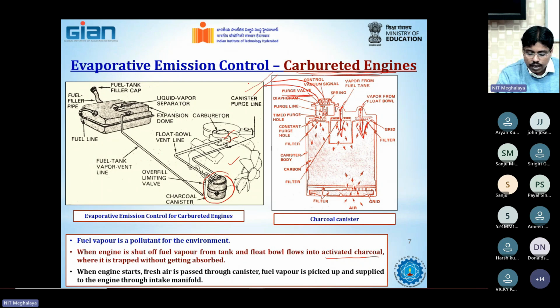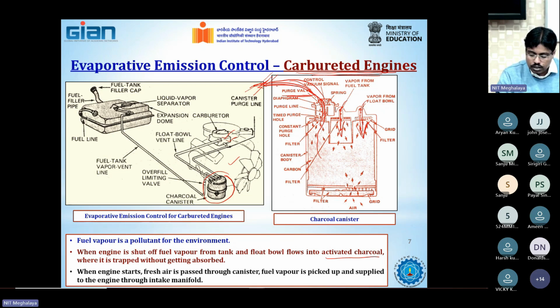Again, the same technology we used in positive crankcase ventilation is also used here. During the suction stroke, low pressure is created in the intake manifold. Because of this low pressure, it will drag air in this particular passage, and when it drags it, it carries away the fuel vapor. The air carries away the fuel vapor and mixes with the air in the intake manifold.